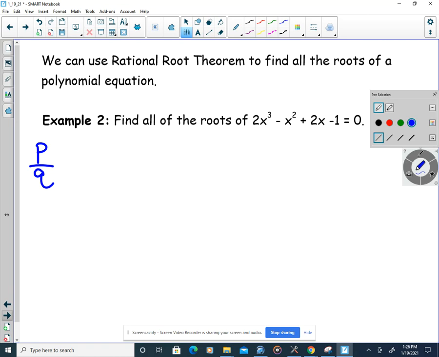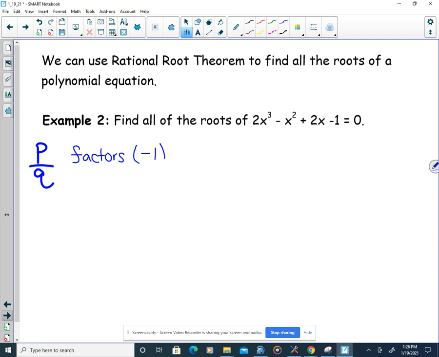So we're going to have our P over Q. So P is going to be factors of negative 1. Q is going to be factors of my leading coefficient, which is 2. So let's list out all the factors of negative 1. So we got 1 and negative 1. Let's list out all the factors of 2. Well, 1 and 2 are all the factors of 2, right? But you also have positive and negative 1, positive and negative 2. So if this equation has a rational root, it has to be in this form.